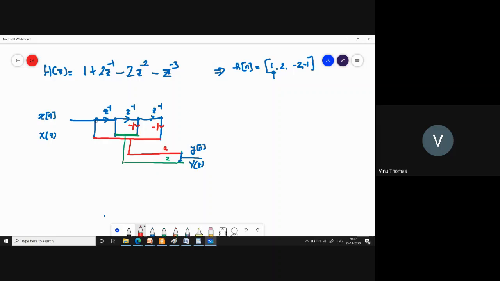So this is x of n, x of n minus 1, x of n minus 2 is multiplied by -1, and the whole thing will be multiplied by 2. And here x of n minus 3 is multiplied by -1, and this is again multiplied by 1 here. So you see that for multiplying by -1, you don't actually require any multiplication at all.